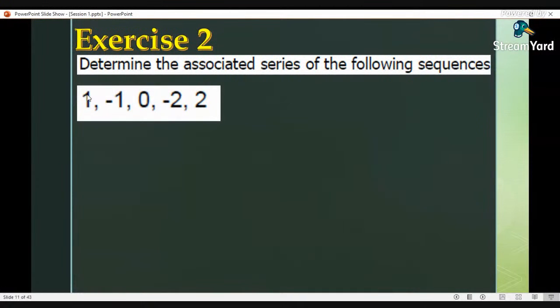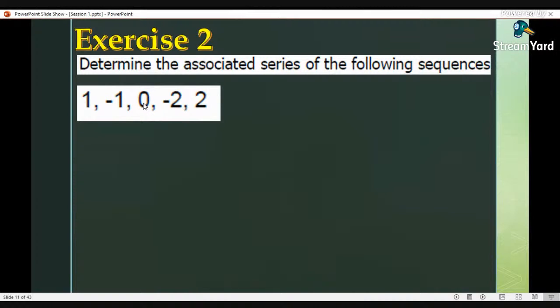The next given is 1, negative 1, 0, negative 2, and 2. Okay, so if we are going to add this to find the associated series, all we have to do is add 1 plus negative 1 plus 0.